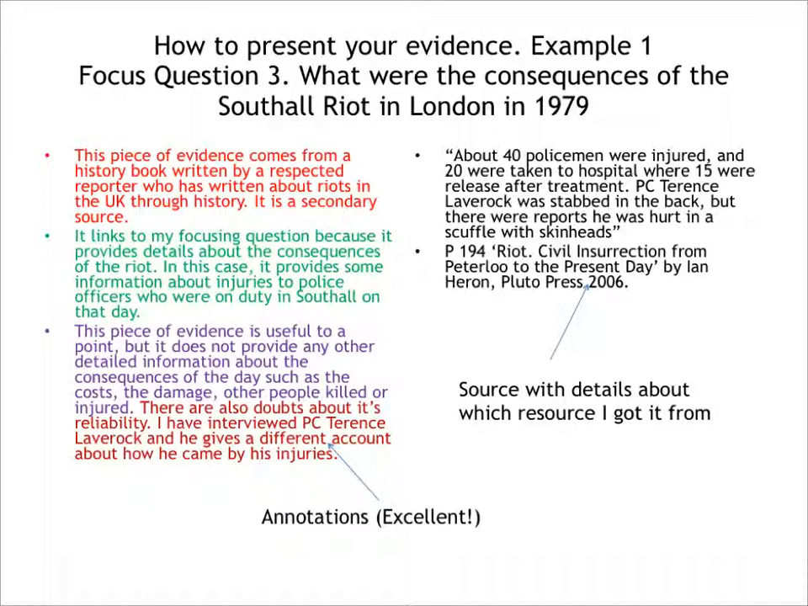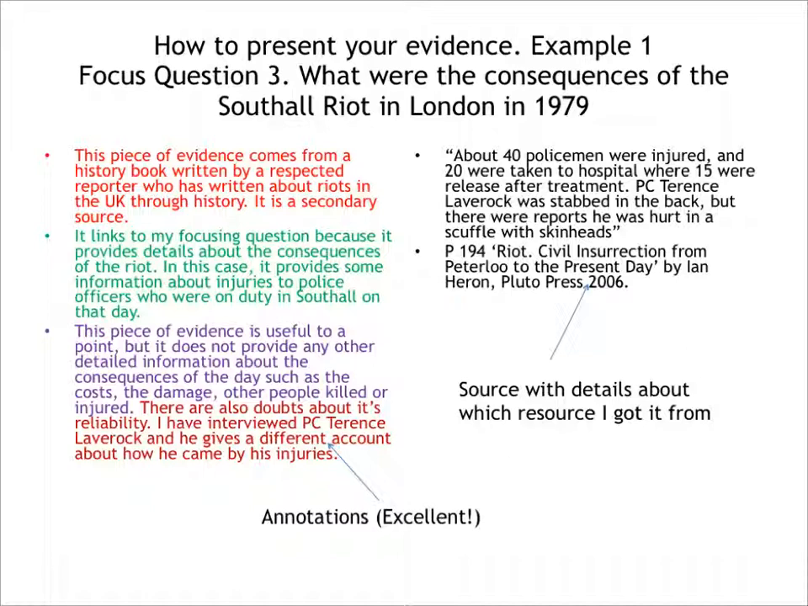This first example is taken from a study which has nothing to do with the gold rushes, but the processes involved are just exactly the same. Imagine that this student, instead of working on the gold rushes, had done a study about a riot which took place in London in 1979. At the top here you can see that the focus question that they have picked is, what were the consequences of the Southall riot in London in 1979?